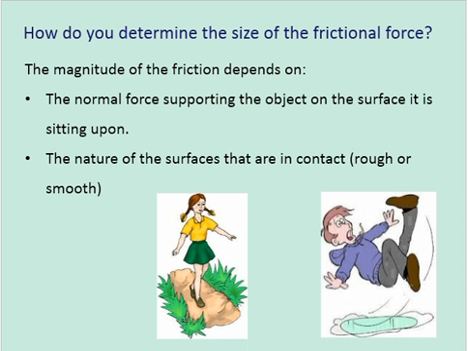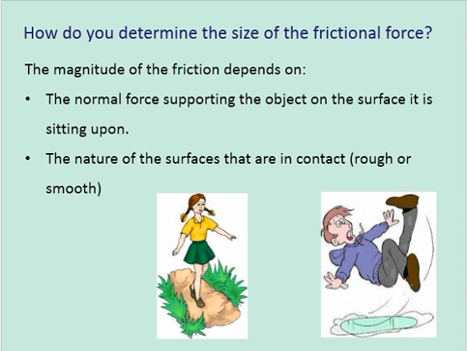So how do you determine the size of the frictional force exerted on an object? Well, the magnitude depends on two things. The normal force supporting the object on the surface that it is sitting upon, whether it is moving or not. So that, remember, has something to do with the weight of the object. And then the nature of the surfaces that are in contact. Are they rough or smooth or slippery?